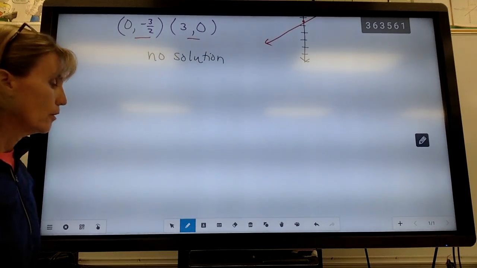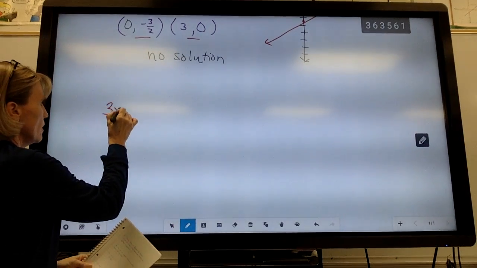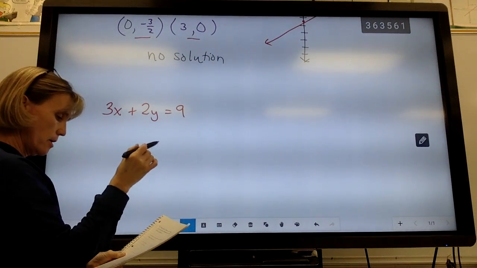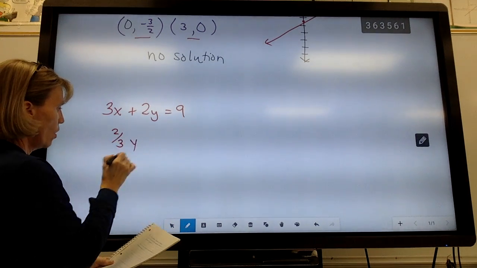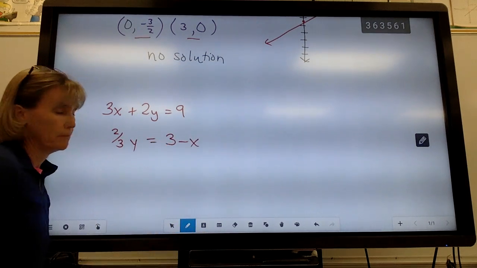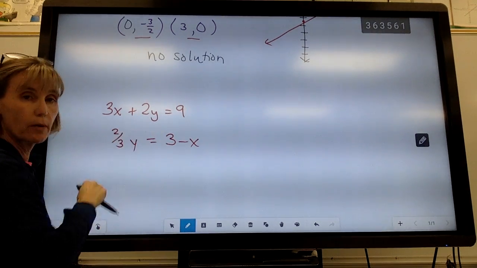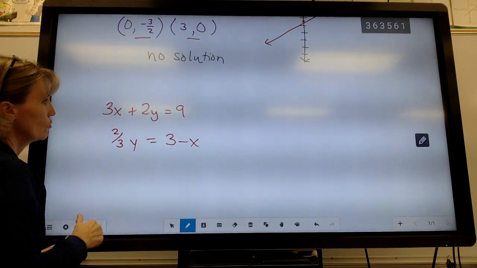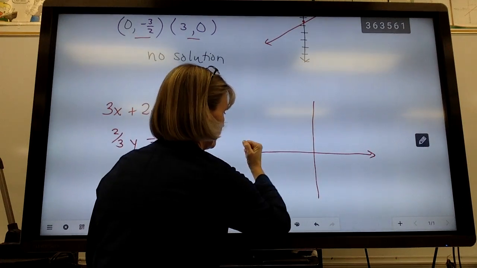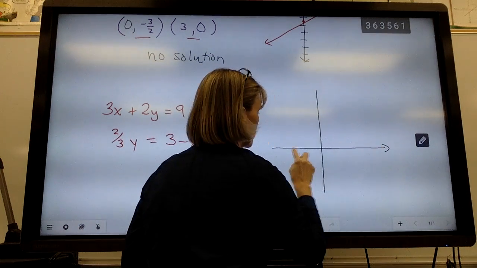Okay, and then I want to look at one other possibility that you might run into. It says 3x plus 2y equals 9 and 2/3 y equals 3 minus x. Okay, this top equation is in standard form. I would probably find intercepts to graph that. Let me go over here and do that this way, so that the graph is black.